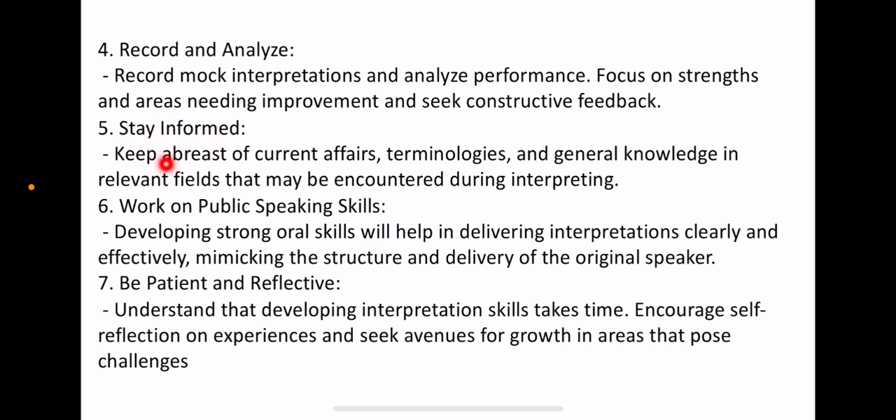Number 5, stay informed. Keep abreast of current affairs, terminologies, and general knowledge in relevant fields that may be encountered during interpreting. Number 6, work on public speaking skills. Developing strong oral skills will help in delivering interpretation clearly and effectively, mimicking the structure and delivery of the original speaker.